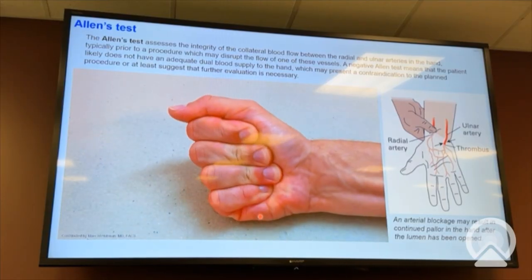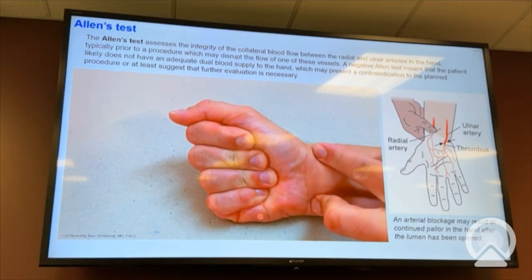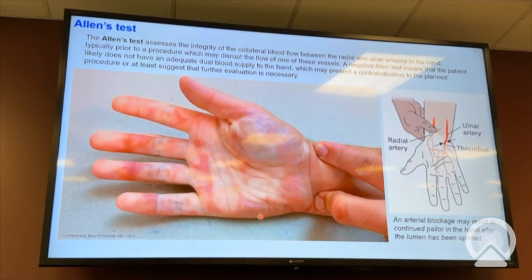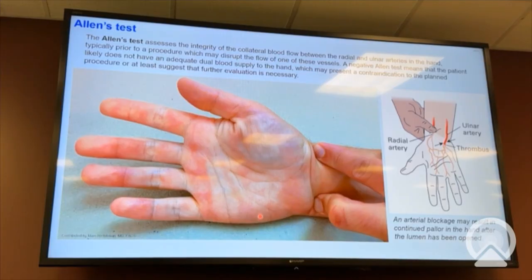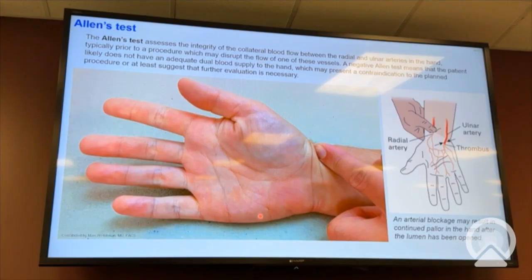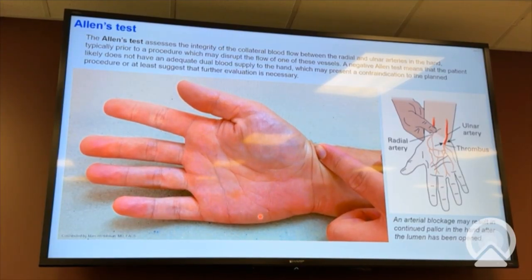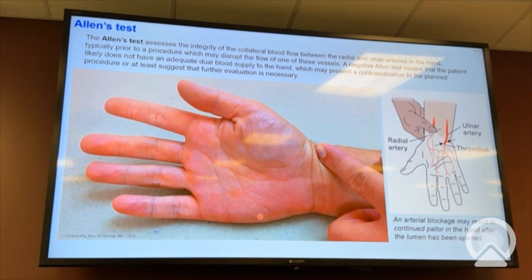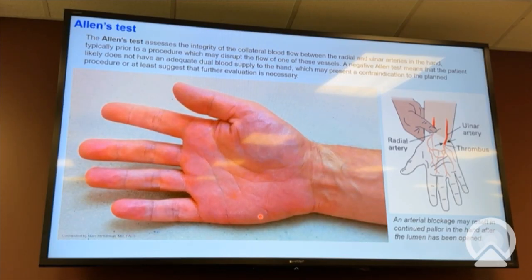The hand is exsanguinated, and the ulnar and radial arteries are compressed, and then released, and you can see that there's not much blood flow because the hand is pale. You release the ulnar artery, and you can see that the hand picks up nicely, indicating sufficiency of the ulnar artery system. Cool, and this is a pretty common thing they'll do before anesthesia.